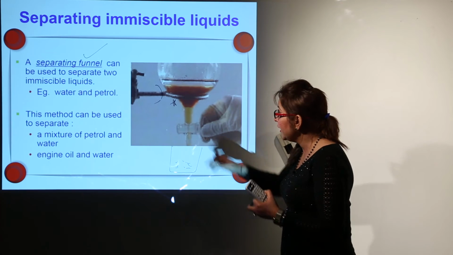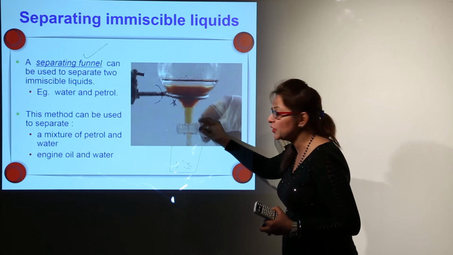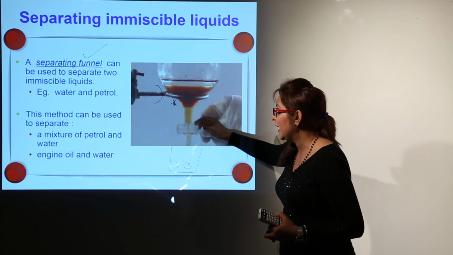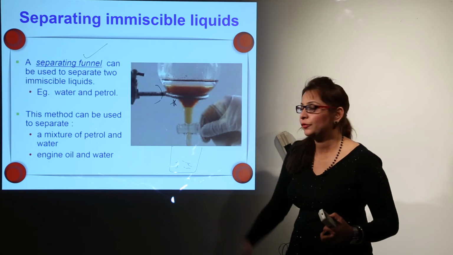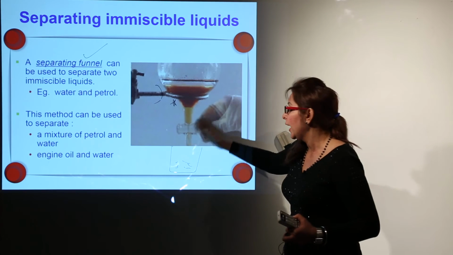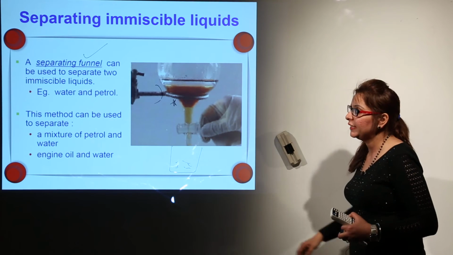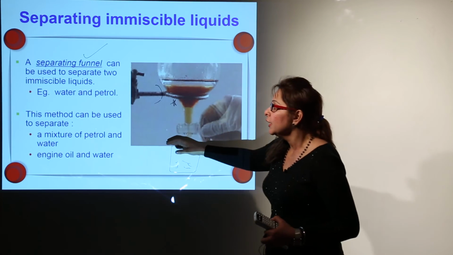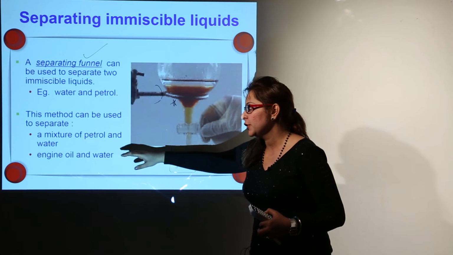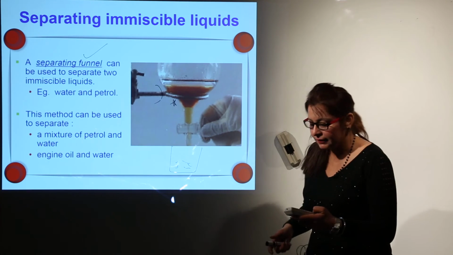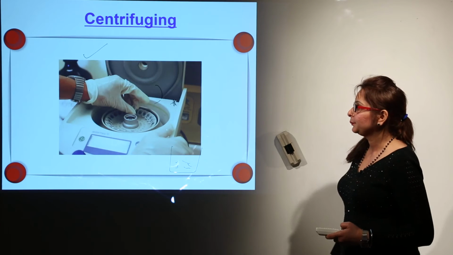And then when this layer reaches the knob, we quickly close it, so that one liquid remains in the funnel and the other collects in the beaker. So this is how we separate, and this is what is written here: we can use this method to separate petrol and water, and likewise engine oil and water.